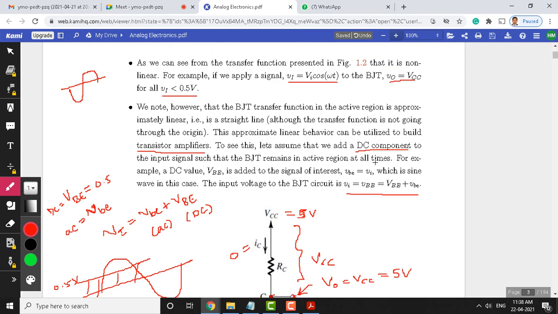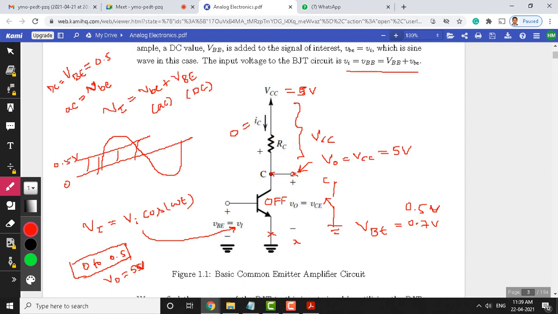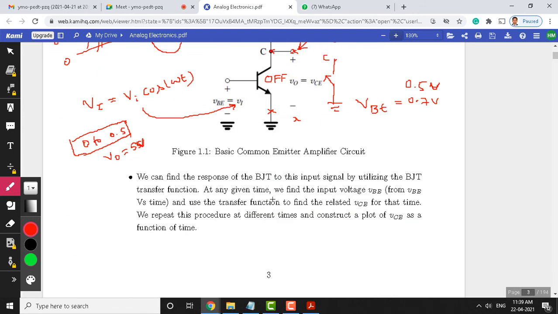You can see here the input signal Vi is nothing but small v capital B E, which is the DC base emitter voltage plus the AC base emitter voltage. This is the total base emitter voltage. It can also be written as small v capital I, and that is the input signal. The corresponding output signal can be taken at the collector point here. That we will discuss next year.